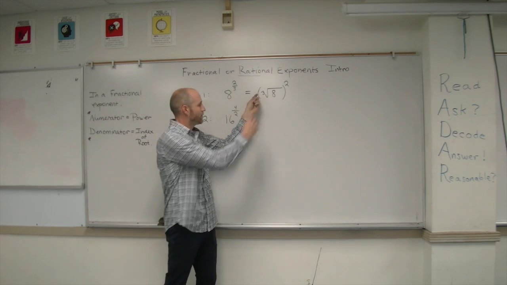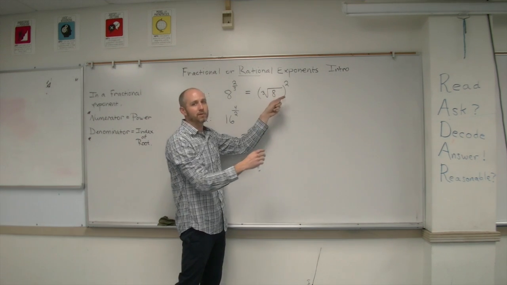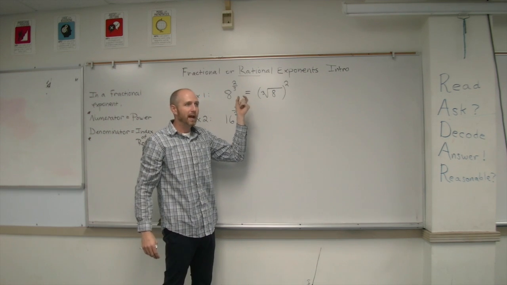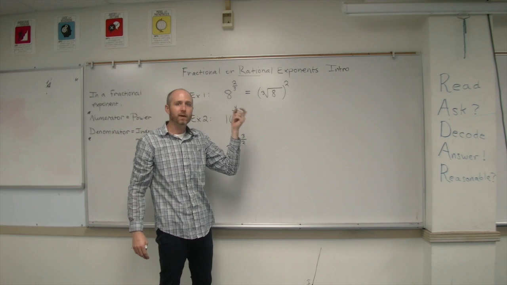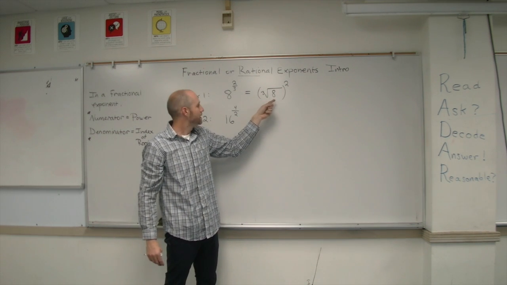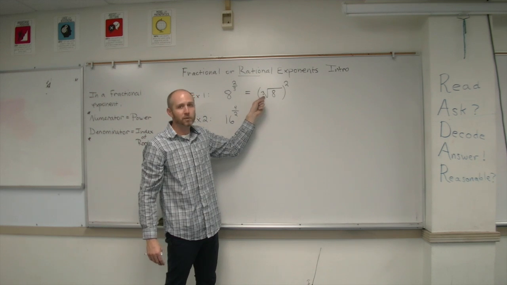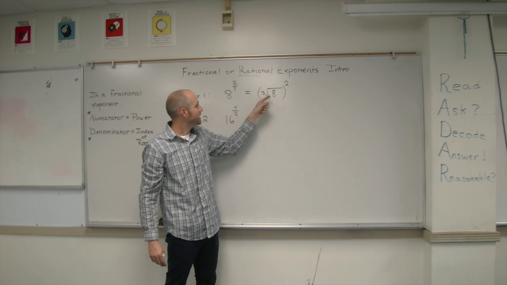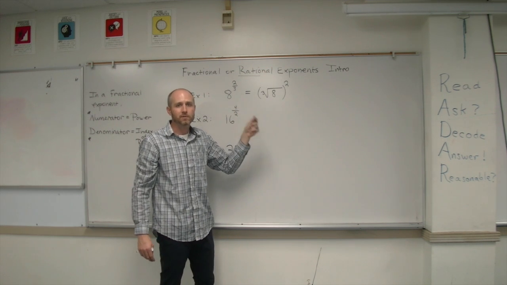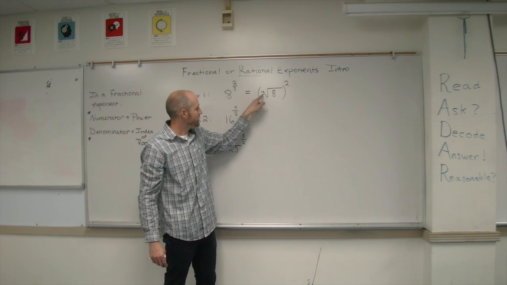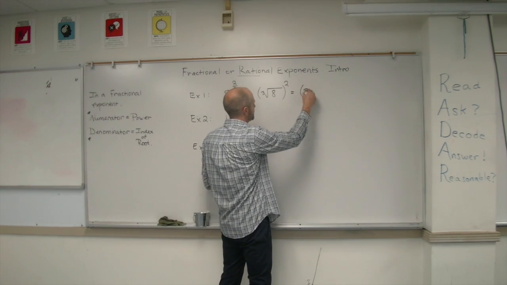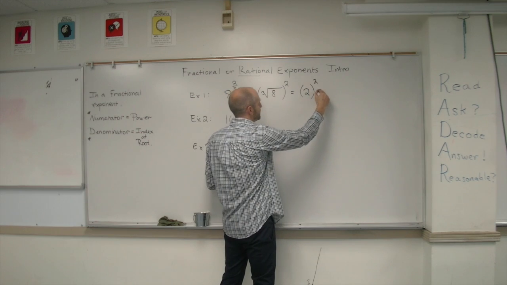And then we're going to take whatever we get and raise it to the power 2. So the index tells us how many times a number was multiplied by itself to make this number, which is called the radicand. So this is telling us that a number was multiplied by itself 3 times to make an 8. And that number must be 2. 2 times 2 times 2 is equal to 8. So the cube root of 8 is equal to 2. So we have 2 raised to the power of 2, which is equal to 4.